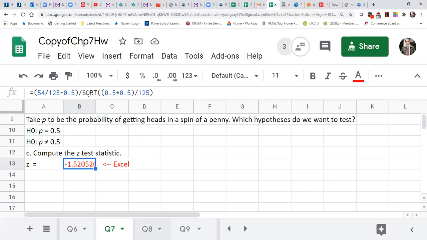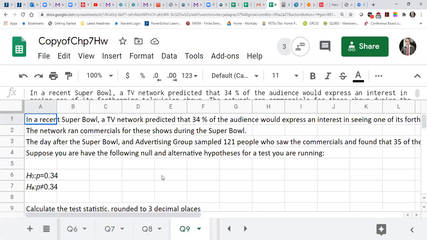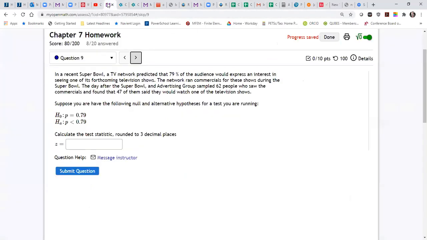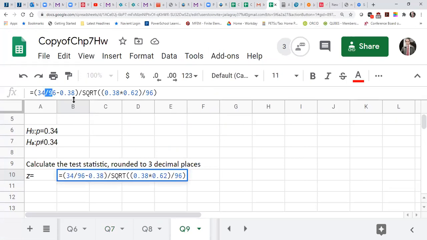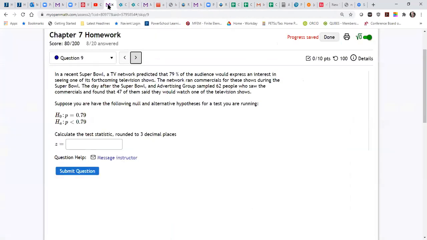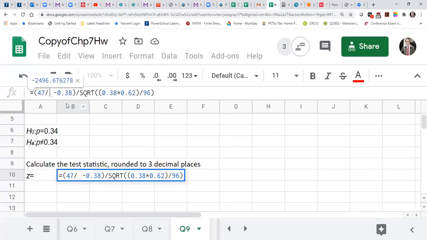Okay, now we go to number 8, oh, number 9, sorry. Yeah, the same thing. So this one will be the X. The X is 47 for my problem here. 47 divided by 62, right? Oh, sorry, 62.